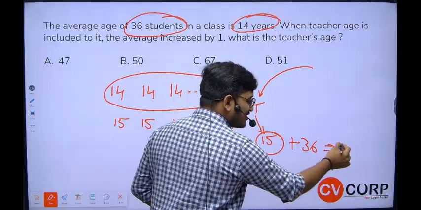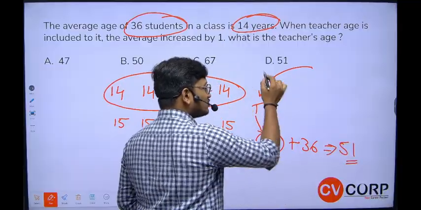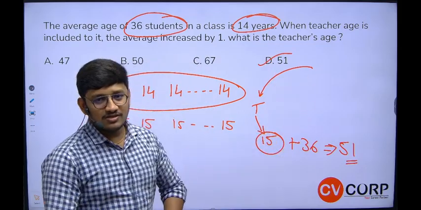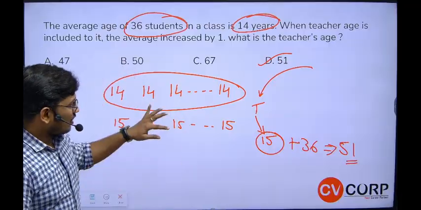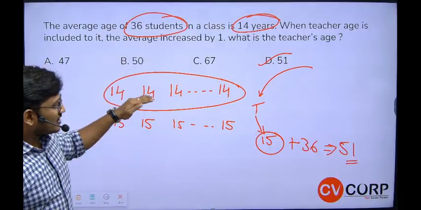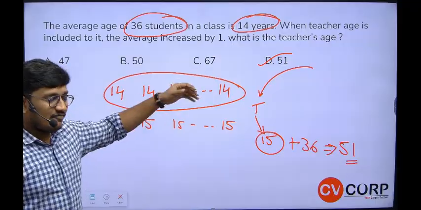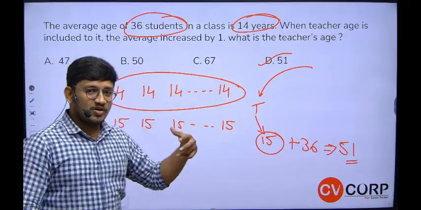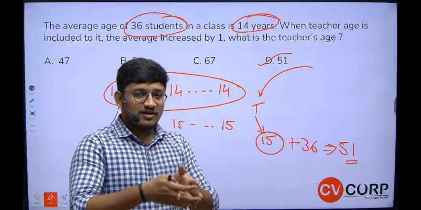So 15 plus 36 gives you 51. That is the teacher's age. If you observe the logic clearly, what we have done here is that everybody in the class, we assumed, has the same number, and when an extra person is added, either the teacher or any other extra person, the average becomes increased by 1.